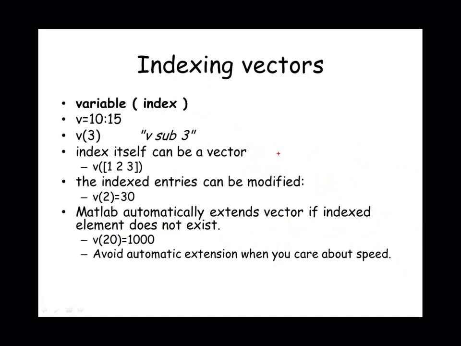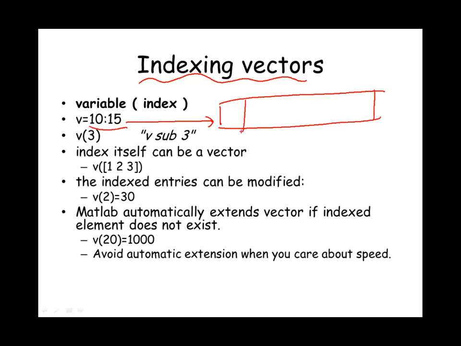When you have a vector in MATLAB, you would want to index individual elements of this variable. Indexing simply means accessing or referring to the elements of a vector. In this example, we have a vector V that contains 6 elements, which are numbers from 10 to 15. V sub 3 will get us the third element of this vector, and that will result in 12.